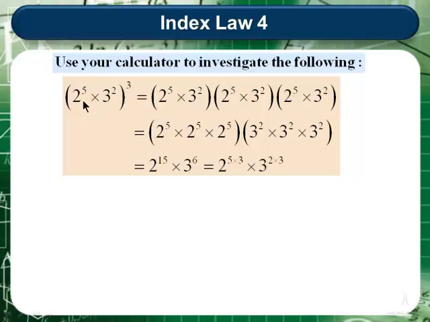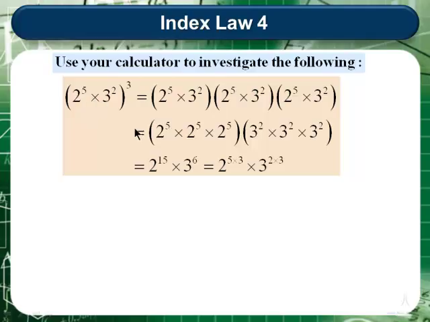Note, it's important that you take note that inside this bracket is a single term. In other words, this particular law will not apply if there is a plus or a minus.